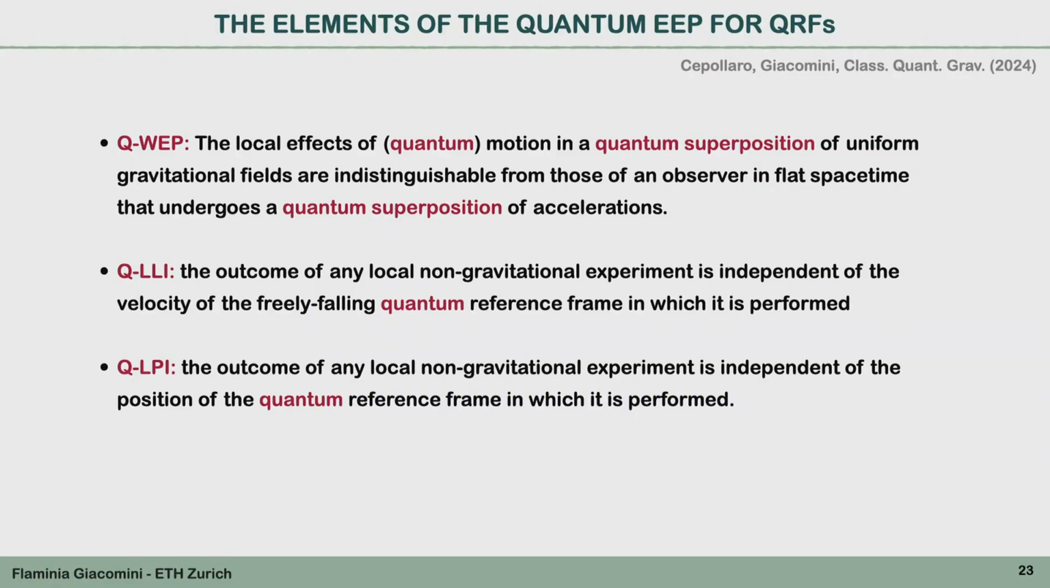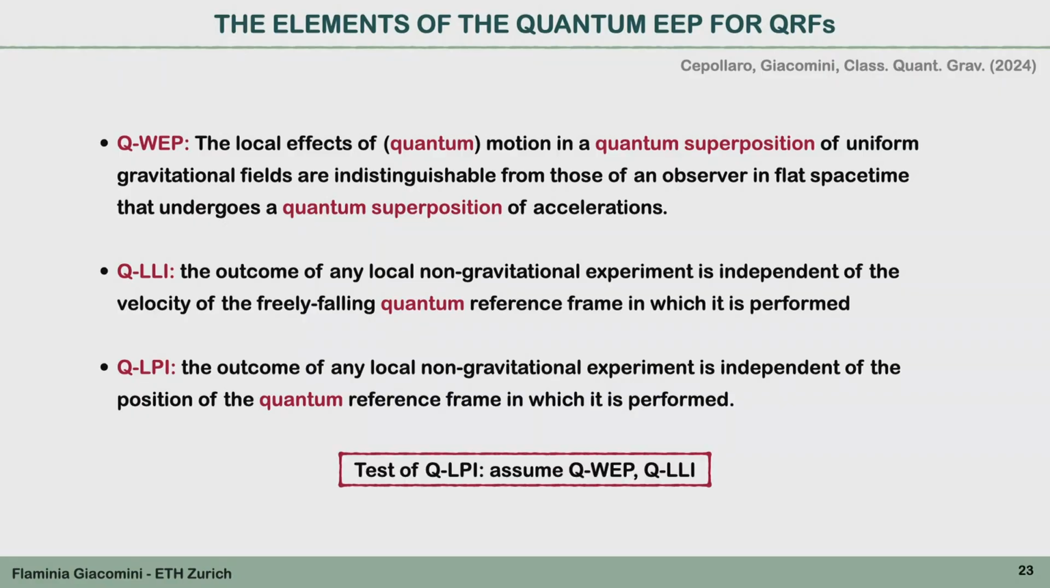Again, you see that there is some quantum that I highlighted. The first one is the one that I already told you about. It's the quantum equivalence principle that we already saw. The second one is that the outcome of any local non-gravitational experiment is independent of the velocity of the freely falling quantum reference frame in which it is performed. And the quantum local position invariance is that the outcome of any local non-gravitational experiment is independent of the position of the quantum reference frame in which it is performed.